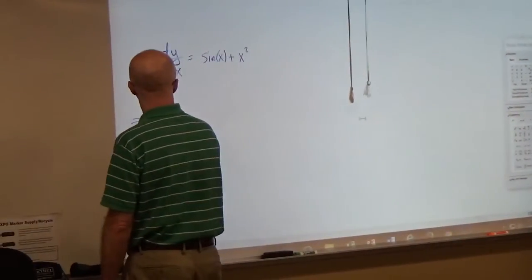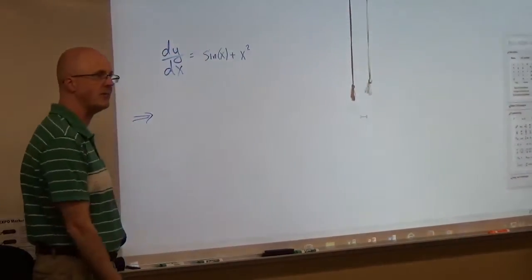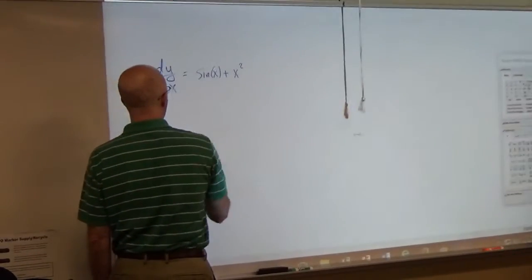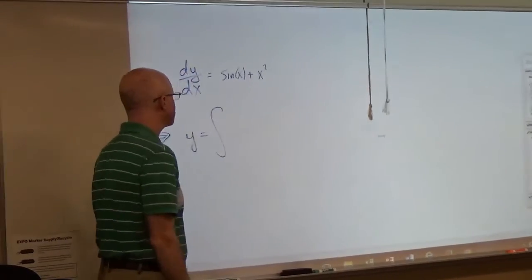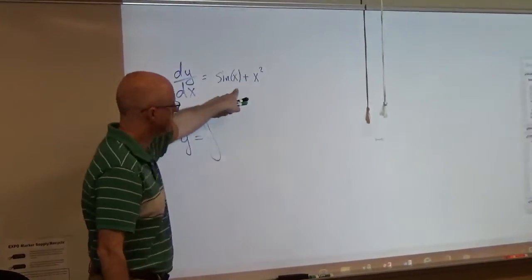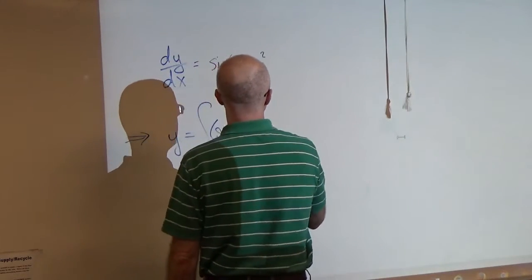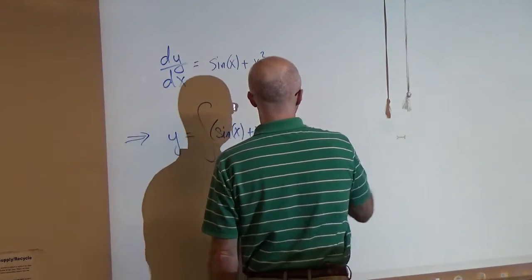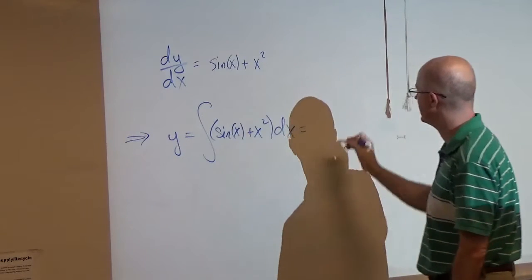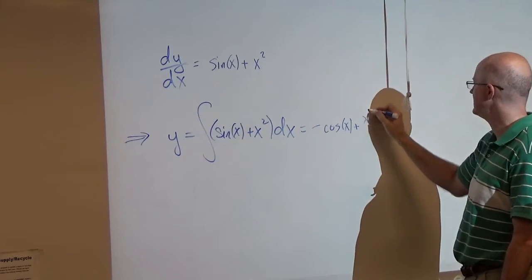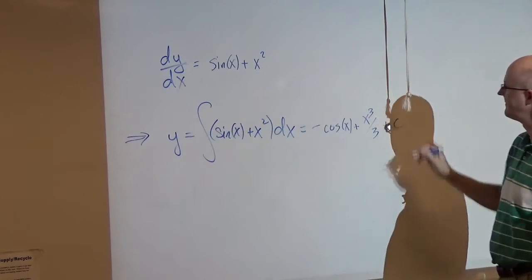And like I just said a minute ago, this is called a pure antiderivative problem. All you have to do to solve it is just integrate. You're looking for a function y of x whose derivative is always equal to that. So we find the indefinite integral of sine of x plus x squared. The general indefinite integral will be negative cosine of x plus x cubed over 3 plus c.